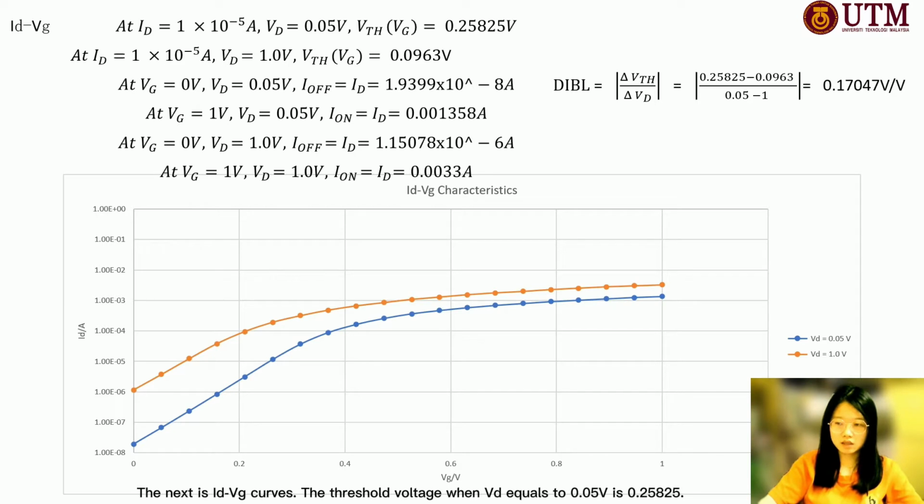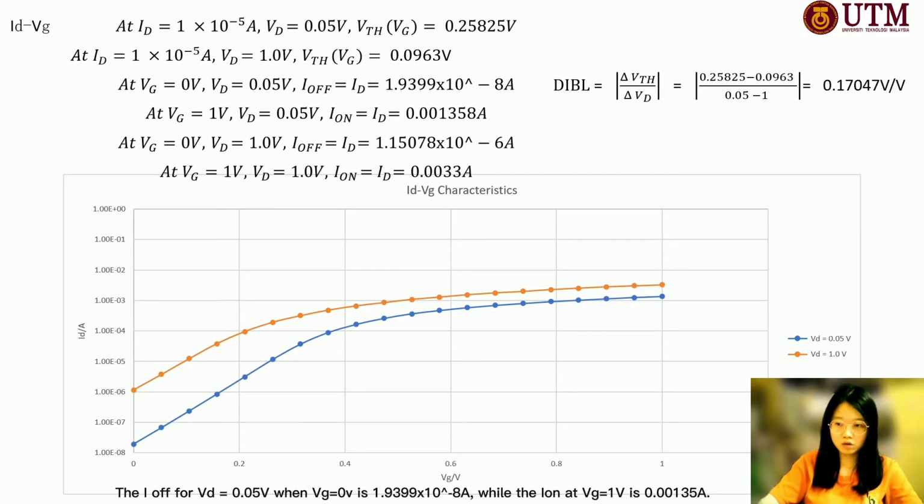The next is the ID-VG curve. The threshold voltage when VD equals 0.05 volt is 0.25825 volt. When VD is 1 volt, the threshold voltage is 0.0963 volt, which can conclude that at higher VD, the threshold voltage is lower. The IOFF for VD equals 0.05 volt when VG equals 0 volt is 1.9399 times 10 to the power of negative 8 ampere.